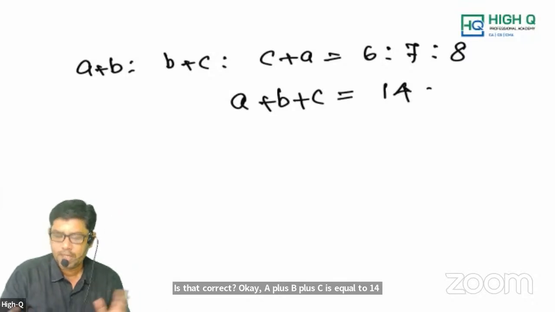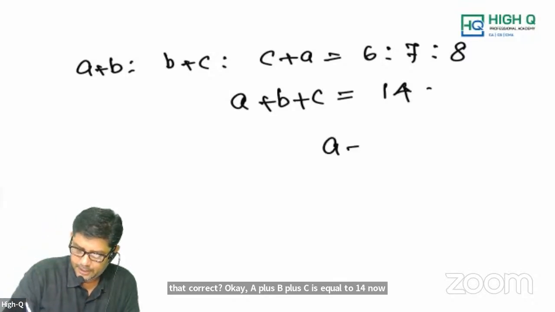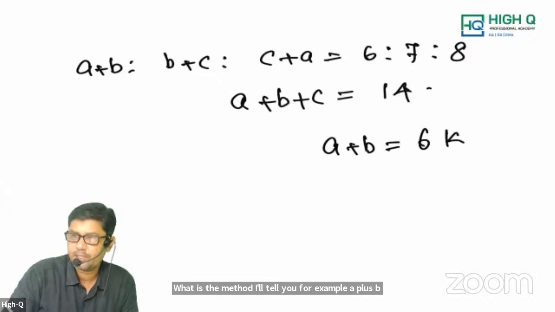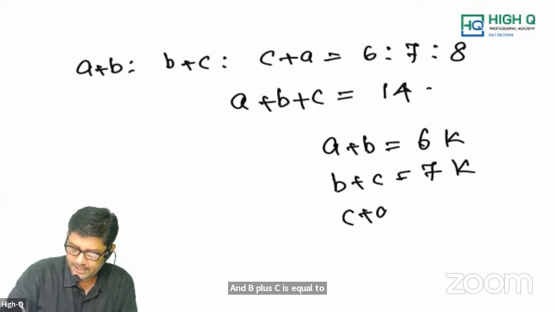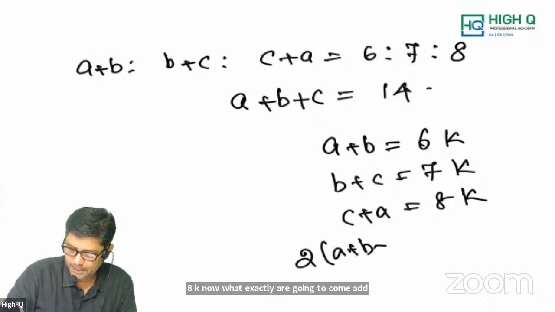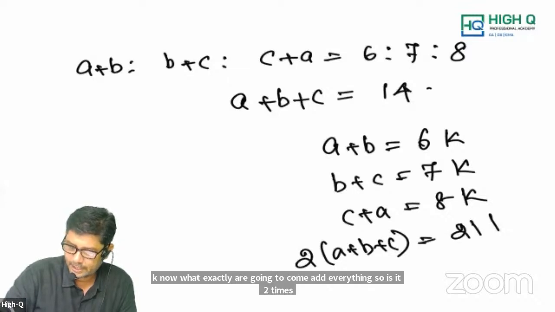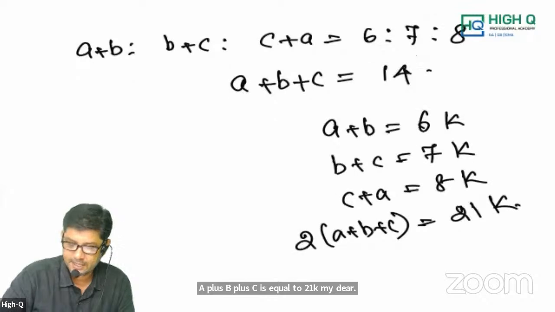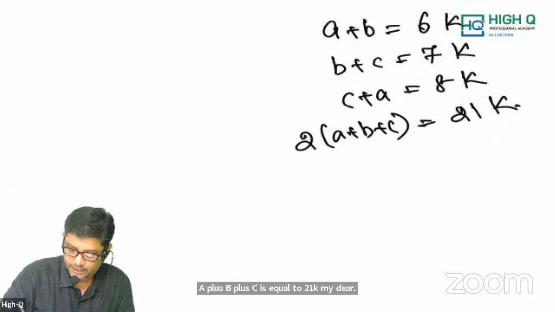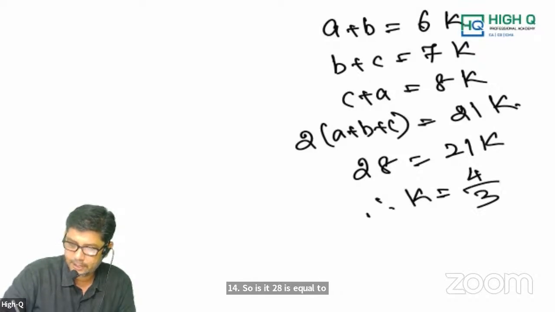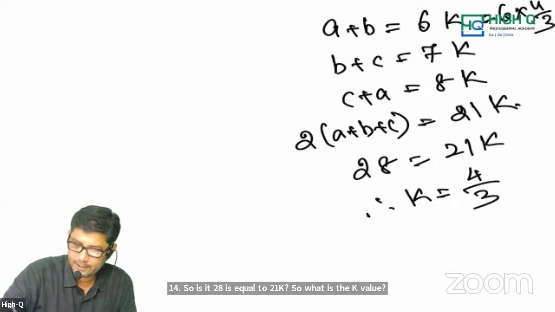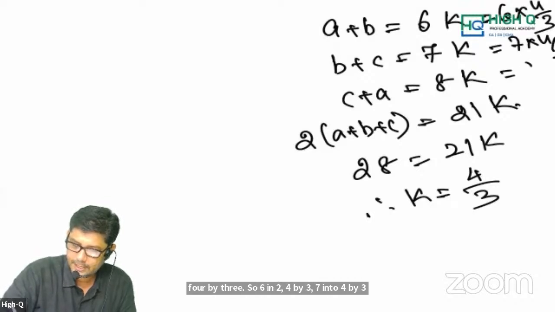Now, what is the method? I'll tell you. For example, A plus B is equal to 6K because there is a common multiple, B plus C is equal to 7K, C plus A is equal to 8K. Now what exactly is going to come? Add everything. So 2 times A plus B plus C is equal to 21K, my dear? So what is A plus B plus C? 14. So 28 is equal to 21K? So what is the K value? 4 by 3. So 6 into 4 by 3, 7 into 4 by 3, 8 into 4 by 3.